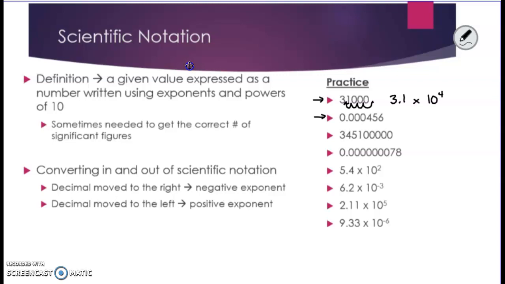For the next one, I have a decimal. It's provided. I'm going to move it here. 1, 2, 3, 4. This time I went 4 spaces to the right. So my answer will be 4.56 times 10 to the negative 4th. Please pause the video and try the remaining practice problems.